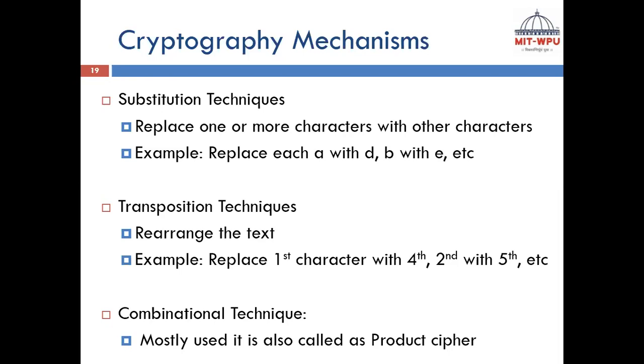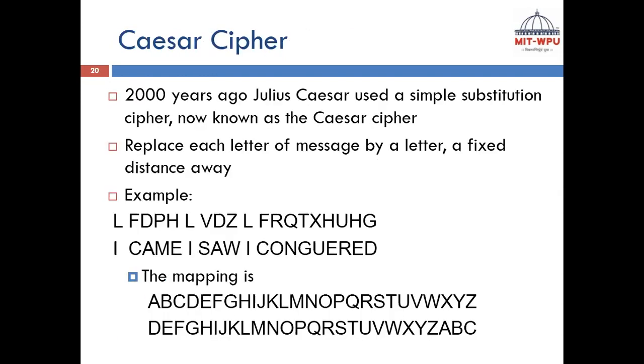There is another type of cryptographic mechanism called a transposition technique, where we are changing or transforming the position. That is also called rearranging the text. Replace the first character with the fourth, the second with the fifth, etc. Now, current cryptographic algorithms are generally based on both techniques, substitution and transposition, and they are called product ciphers.